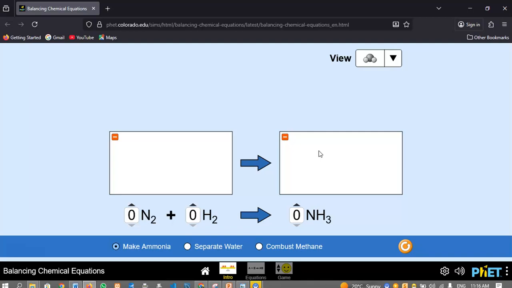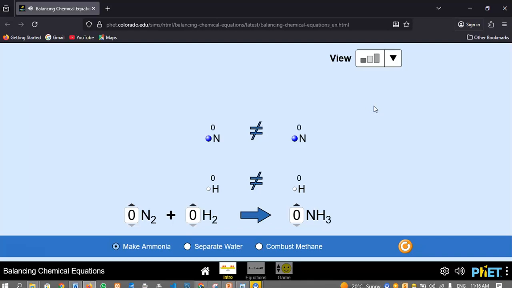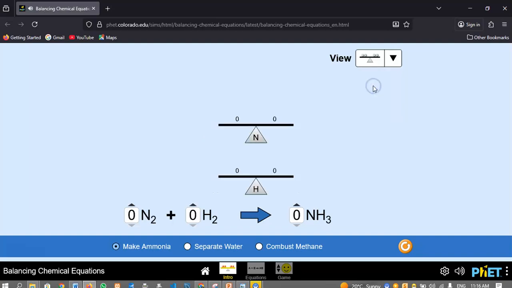So we have different alternatives. You can use atom colors, you can use the weight balance, you can use equals, and you see whether all atoms in the equation are balanced. So now let us first use the beam balance. The beam balance shows that the upper one balances nitrogen, the lower one balances hydrogen, as we are seeing.